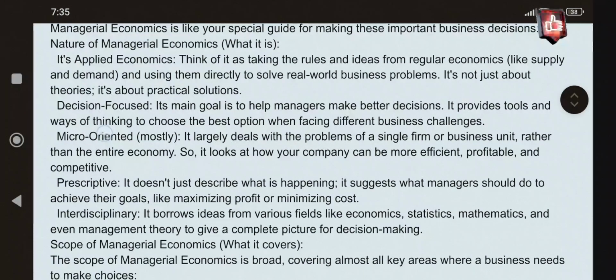Nature of managerial economics. What it is. It's applied economics. Think of it as taking the rules and ideas from regular economics, like supply and demand, and using them directly to solve real-world business problems. It's not just about theories, it's about practical solutions.